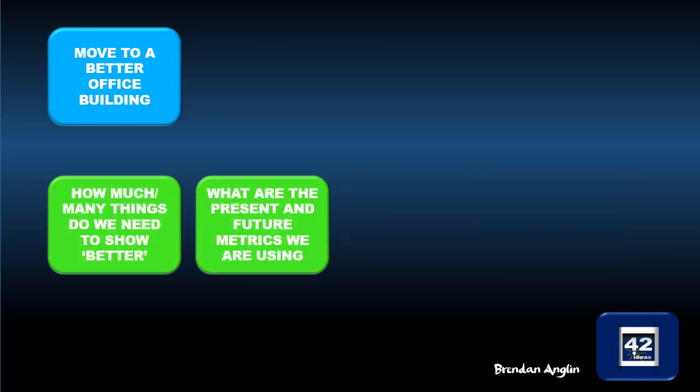The next one is measurable. How much or how many things do we know to show what a better office building is? So what are our present and future metrics that we're using to measure better? Because if we're going to go to a better building, it has to be better. But how do we prove that it's better? Well, that means we have to say that it is brighter, so that we can use the amount of light in the building as a measure, that it's a bigger space, that might be better. So that's easy to prove. It might be that it has access to better restaurants, so therefore we know how many restaurants in the area. How do we actually measure our success in achieving the goal?